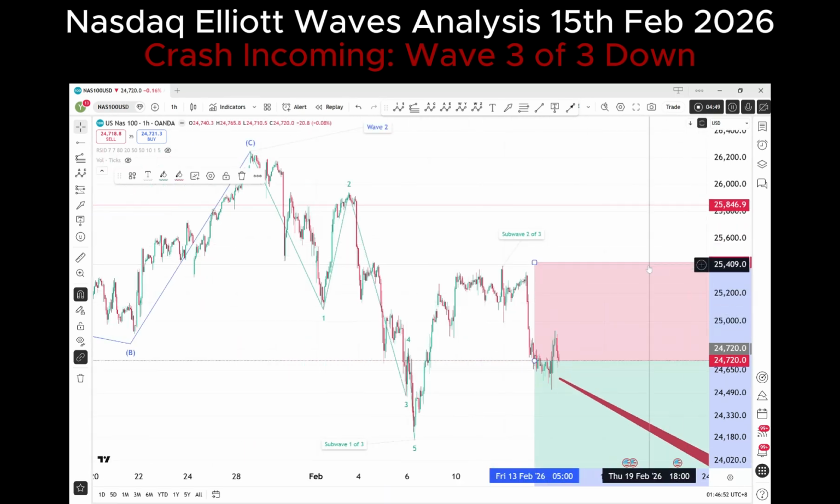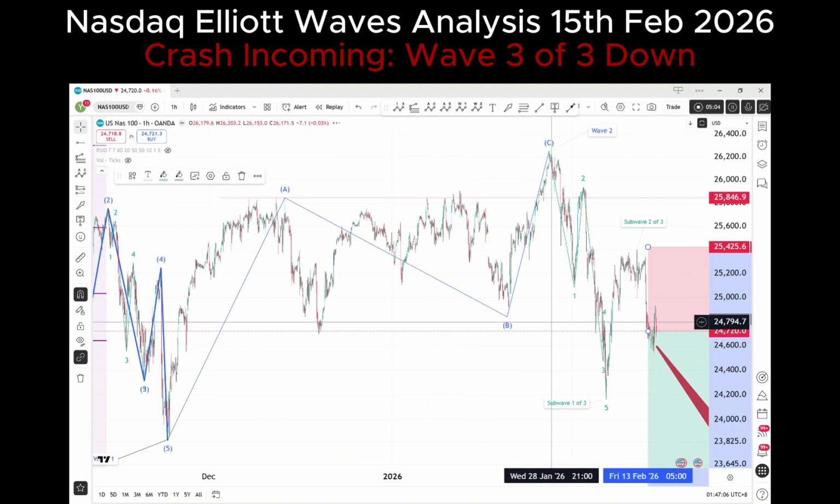Because if it goes up, then definitely we know that there's a wave C coming, and then we can use measurement rules to see maybe it can go to 35,950 around there before you do another short. So this is the approach that I prefer, to put the stop loss here.